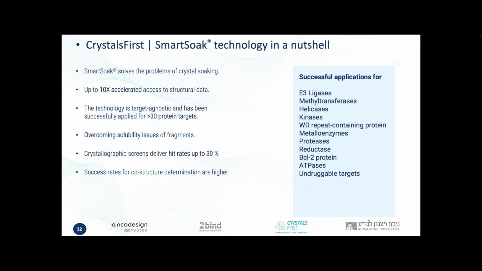into this experiment. To wrap it up, smart soak in a nutshell: we believe we solve the soaking problem in X-ray crystallography. We have an up to 10x accelerated process to get structural data, and we work with over 30 targets. We overcome solubility issues of fragments. We can apply different solvents. The hit rate in a crystallographic screen is high, up to 30%, depending on the nature of the protein, and the success rate of co-structure determination of primary hits or other binders is even higher. And on the right-hand side, just a snapshot of targets we have worked with.